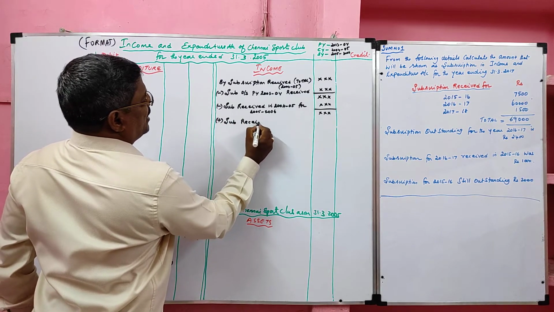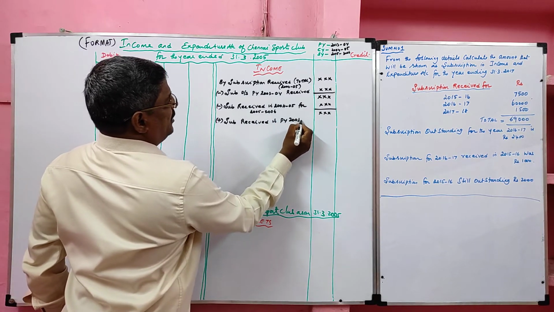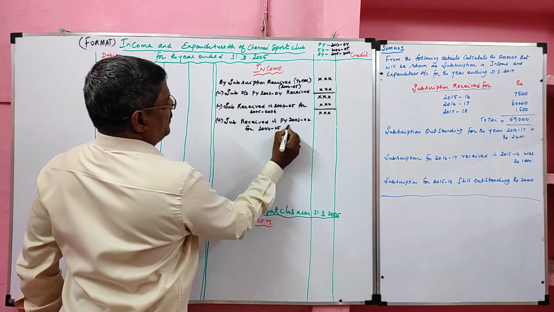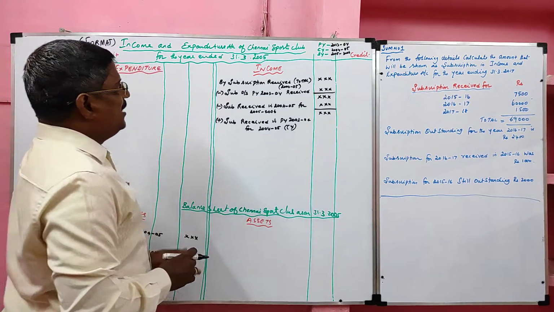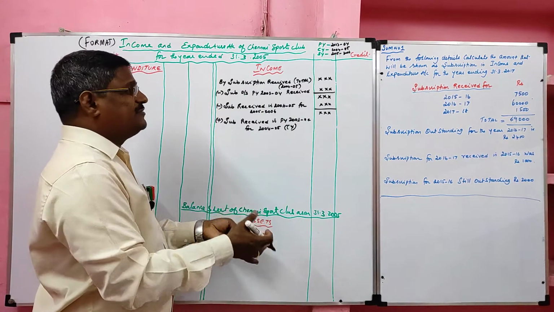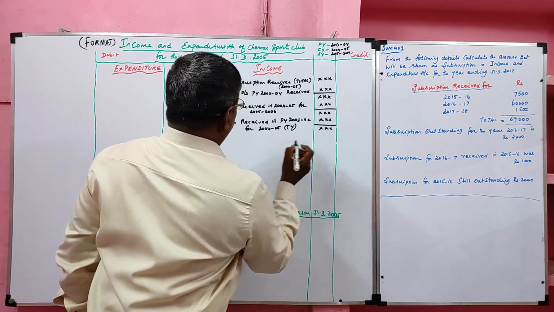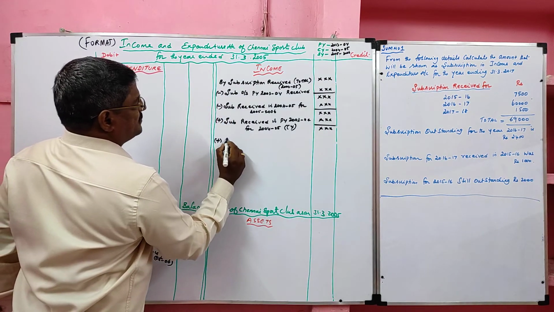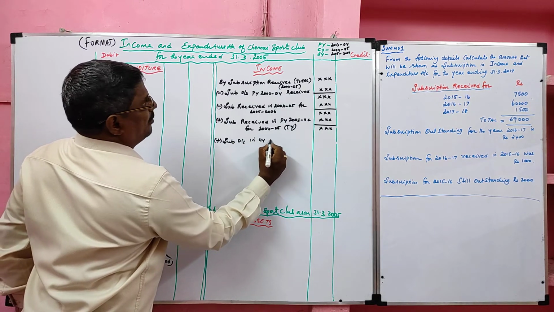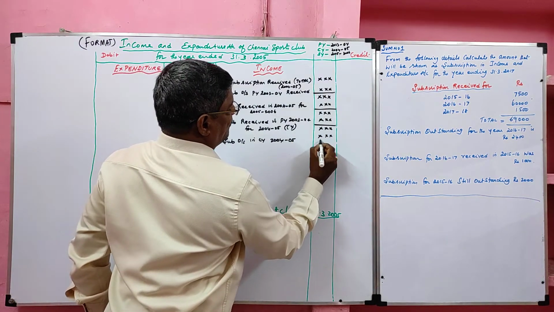Then subscription received in the previous year 2003-2004 for the current year 2004-2005. Students, look here, subscription received in last year for the current year. That subscription belongs to the current year, so we have to add it. Then we have to add subscription outstanding in the current year. How much subscription is outstanding in the current year, that we have to add.